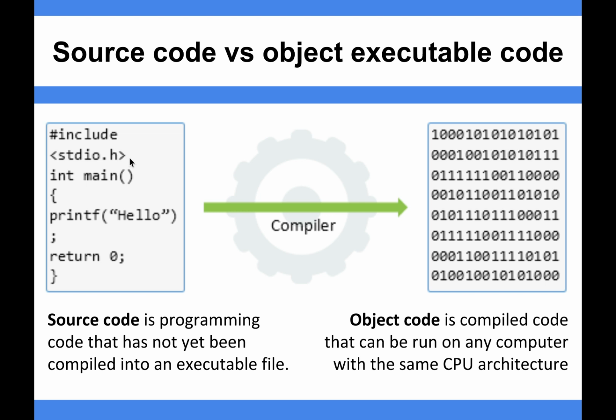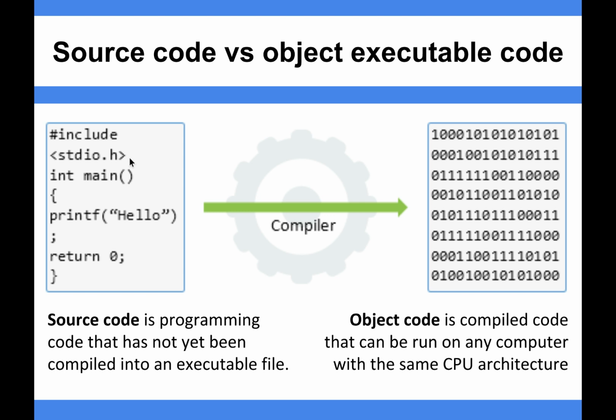The thing that's going to define what your machine code looks like isn't actually the source code. The source code will help, but the thing that defines what the machine code looks like is the computer's instruction set. And every computer could potentially have different instruction sets depending on its CPU. So object code is compiled code that can be run on any computer that has the same CPU architecture. But once it's compiled on a certain machine, that object code can only be run on other machines with the same CPU architecture.